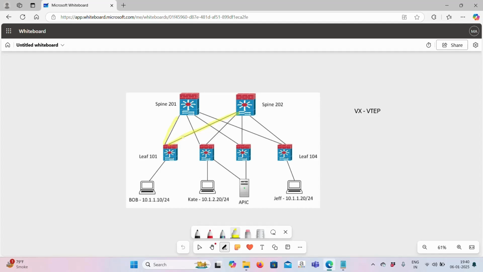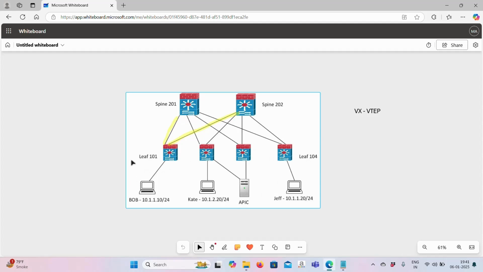Now, obviously, you will have a question in terms of what is the use of VXLAN in the ACI fabric? Why do we need VXLAN here? So let's understand this from an example, guys. Say, for example, we have two users. Let me go back to my whiteboard in a proper manner. So we have two users, user Bob having the IP address 10.1.1.10 and user Jeff with the IP address 10.1.1.20. These two users are part of the same network and they want to communicate with each other.